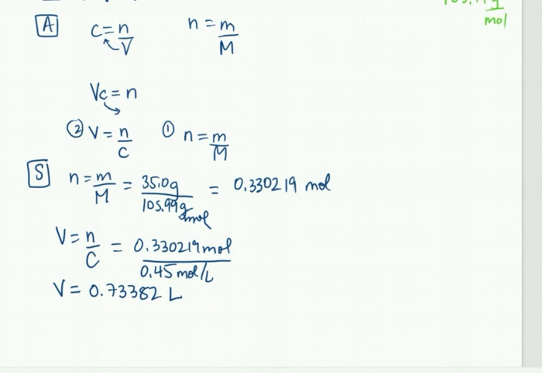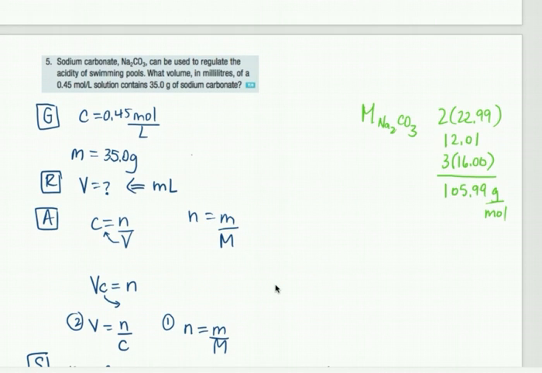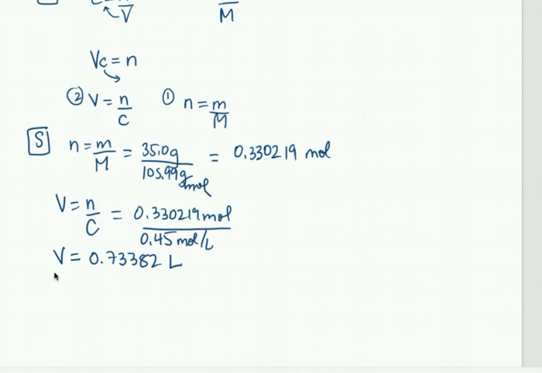2 liters, okay? So if we go through, we have 2 digits here, we have 3 digits here, so we just need 2 digits in our final answer. But then we also want to convert this to milliliters. So we're going to times it by 1,000, okay? And then we end up with that value there.